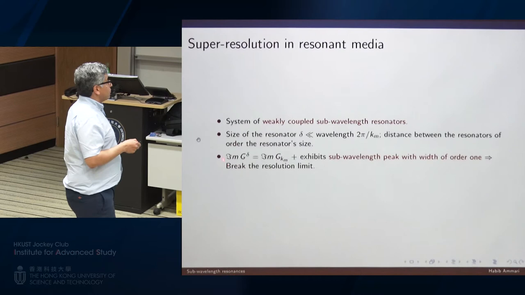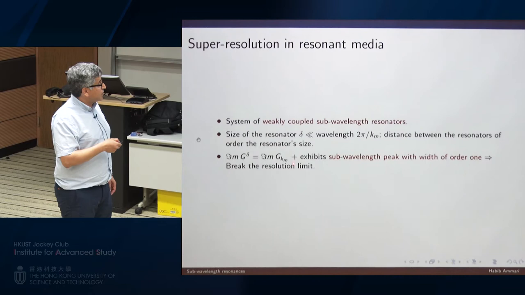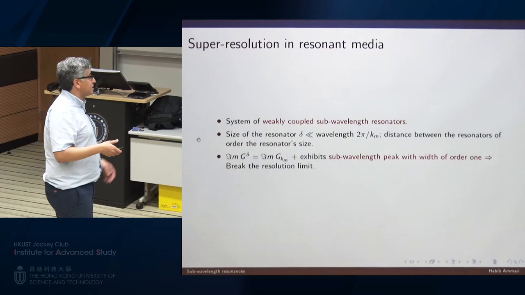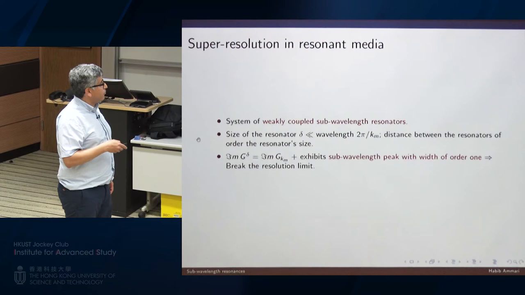Okay? So, mathematically speaking, what we do is we derive an asymptotic expansion of the imaginary part of the Green function in terms of delta. We write it as the imaginary part of the background solution, with the background medium without the resonators, plus another part which exhibits subwavelength peaks with width of order the size of the resonator, so of order delta. And doing so, we break the resolution limit.